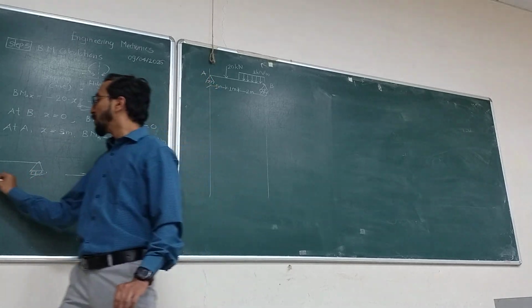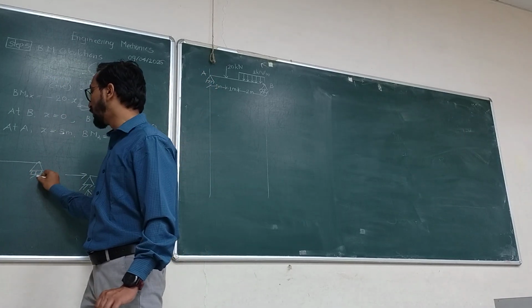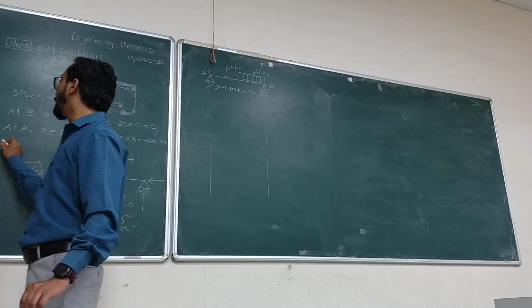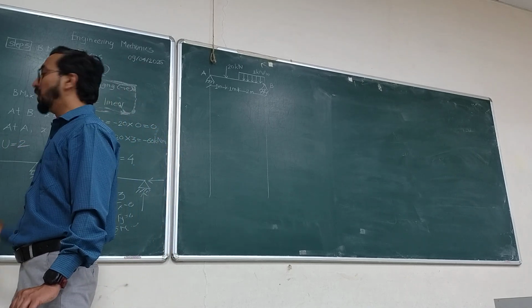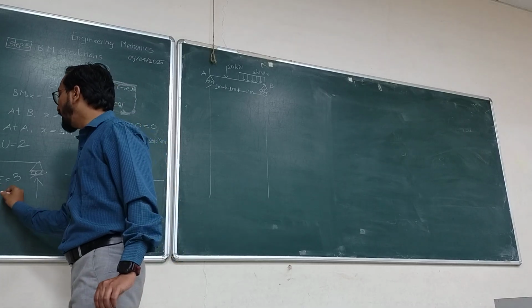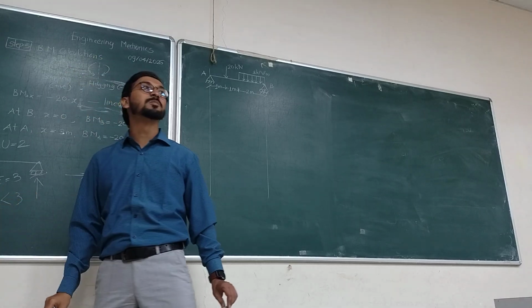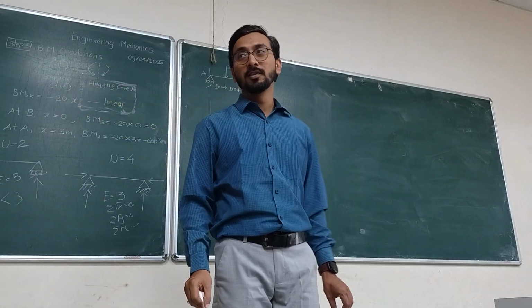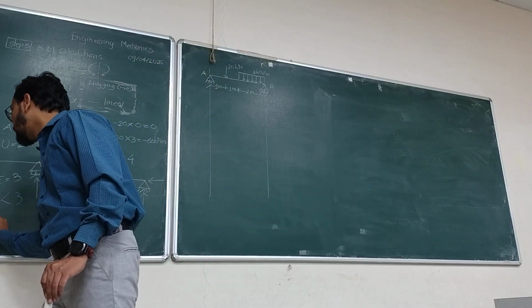What about both the supports being roller? See, look at this. Roller support has got only one reaction. So number of unknowns is 2. Number of equilibrium equations is 3. U is less than 3. This becomes unstable. This structure becomes unstable.